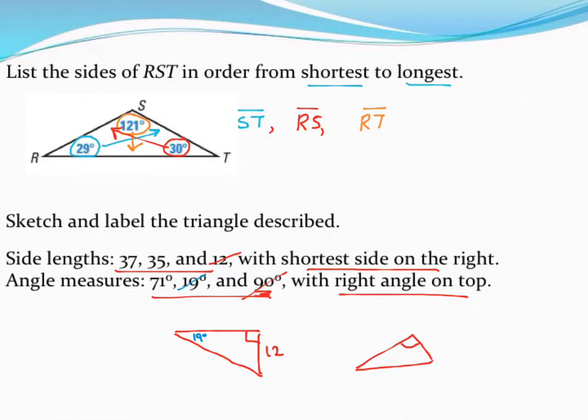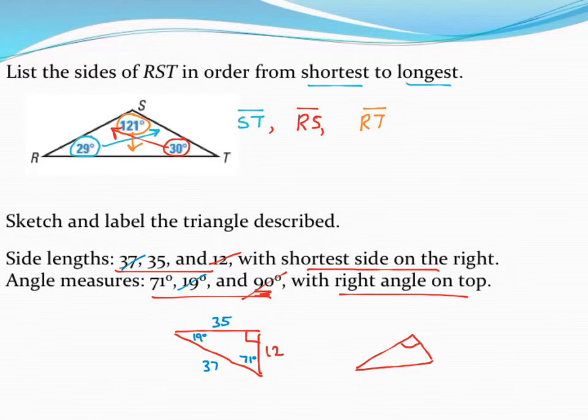Well, 90 is my biggest angle, so once again I have to make sure my biggest side is across from there. The biggest side in the list is 37, so make sure that 37 is across from the 90. And finally, I've got the 71-degree angle that's left over. That's my middle angle. It's got to be opposite the middle side.